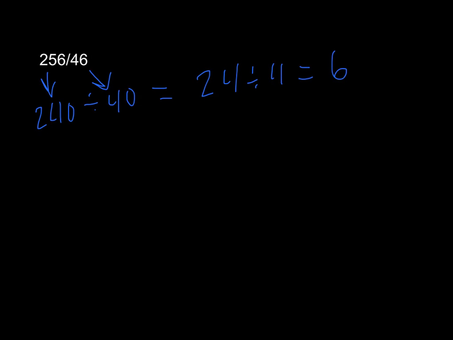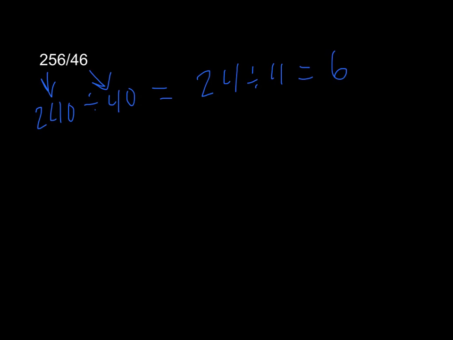Just like last time, first thing we're going to do is estimate. 256 goes to 240, and 46 turns into 40. The way I got this is I'm using my schema, my previous knowledge of basic multiplication facts, and saying that I know that 4 goes into 24 a certain number of times. Again, 240 divided by 40 is the same as 24 divided by 4, which is equal to 6.